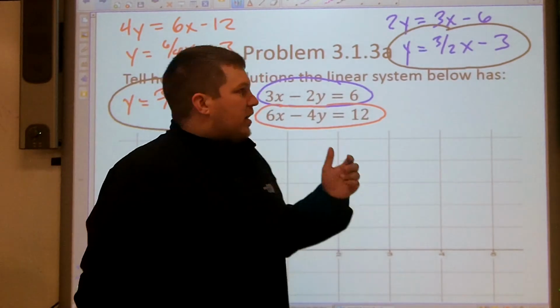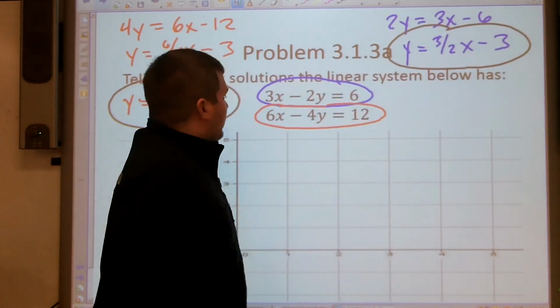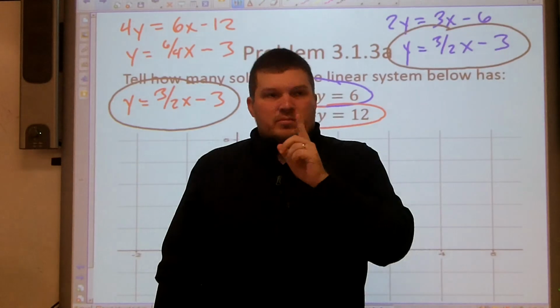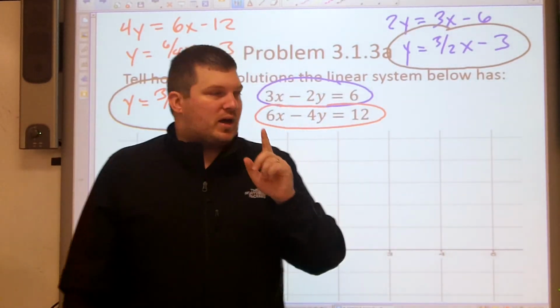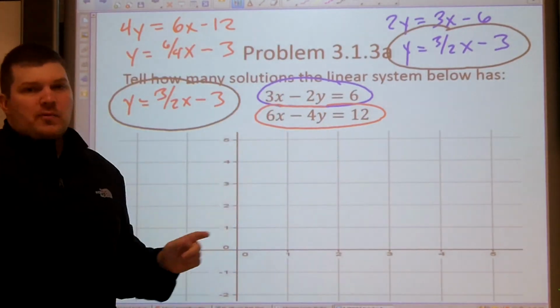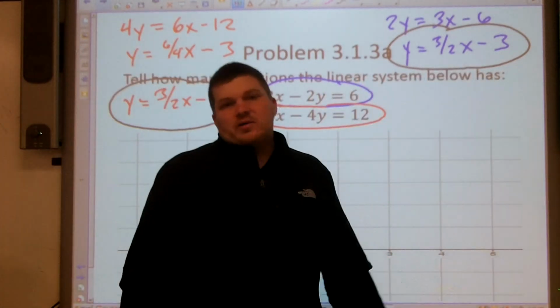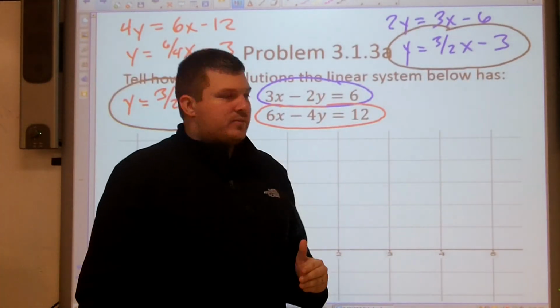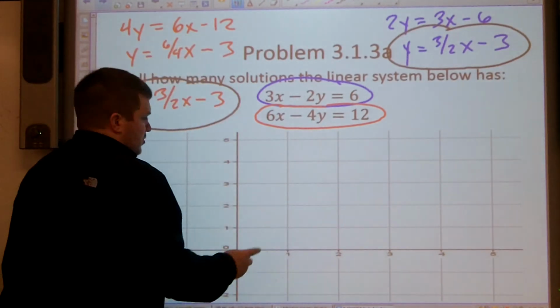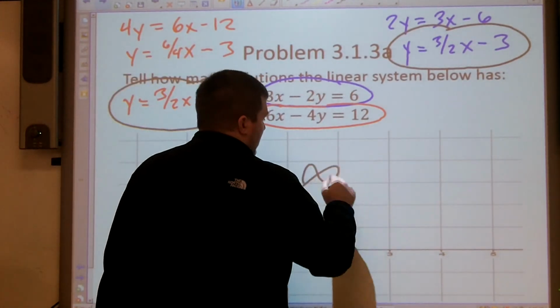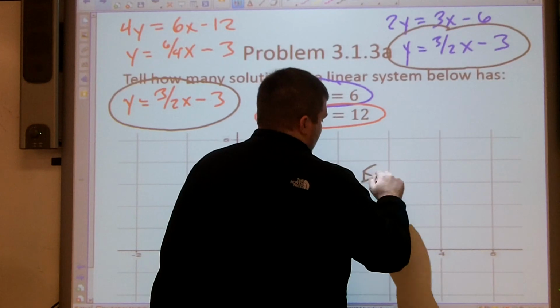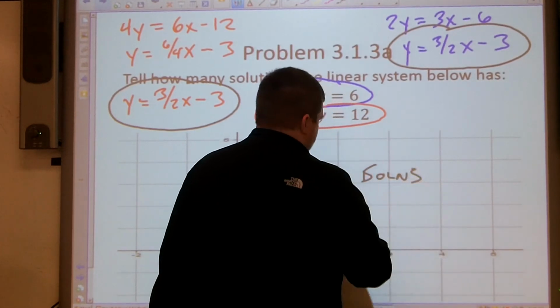Now, if you had your graphing calculator, you could verify this by graphing both equations. But what you'll see is only, quote unquote, one line, because the lines are sitting on top of each other. So they have the same slope and the same y-intercept, so those are the same line. So there's an infinite number of solutions. So the answer here is just an infinite number of solutions because it's the same line.